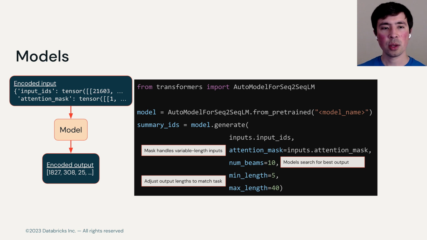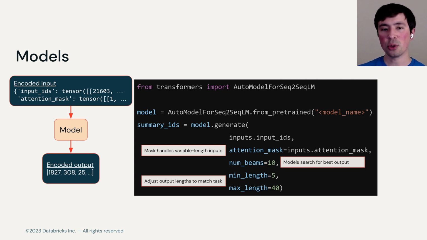Next comes the model. We're going to pass in the input IDs and attention mask and get encoded output. On the right, you can see us using another one of these auto classes, this time for sequence-to-sequence language models. We won't go into a ton of detail about the different classes of language models here, but this is essentially saying a variable length sequence of text, like an article, being transformed into a variable length sequence of text, like our summary. Give it the model name, it loads the right model for us, and then we can pass in input IDs and attention mask.